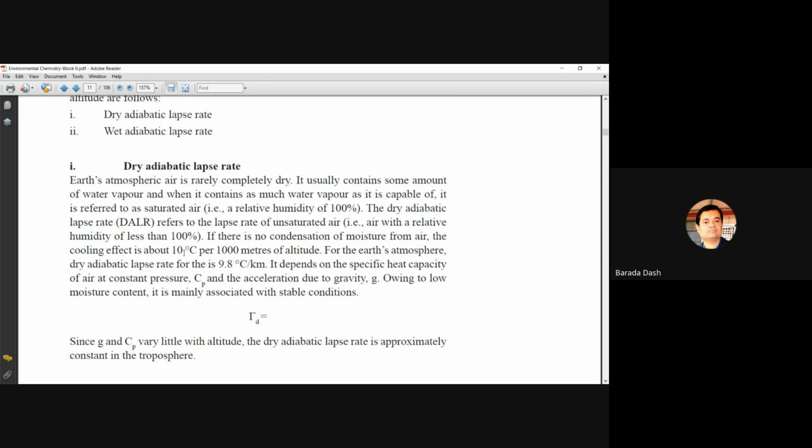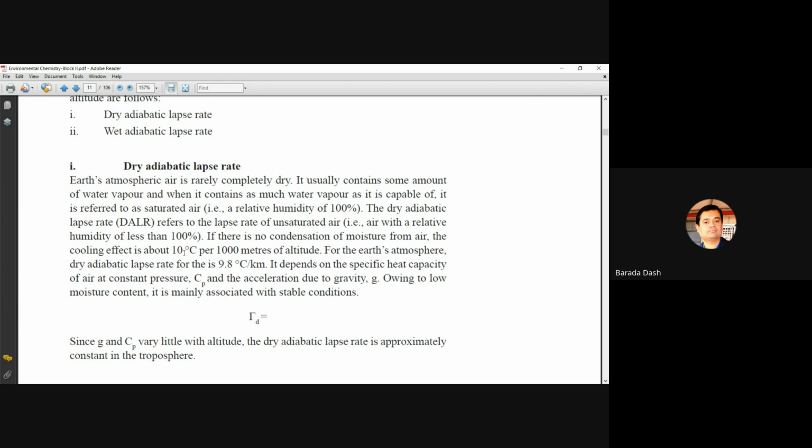So the dry adiabatic lapse rate (DALR) refers to the lapse rate of unsaturated air, that means air with a relative humidity less than 100%. If it is 100%, then it is called saturated air. Unsaturated air with humidity less than 100% follows the dry adiabatic lapse rate. If there is no condensation of moisture from the air, the cooling effect is about 10 degrees centigrade per 1000 meters of altitude.